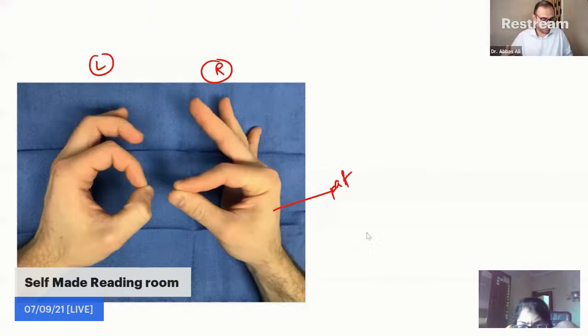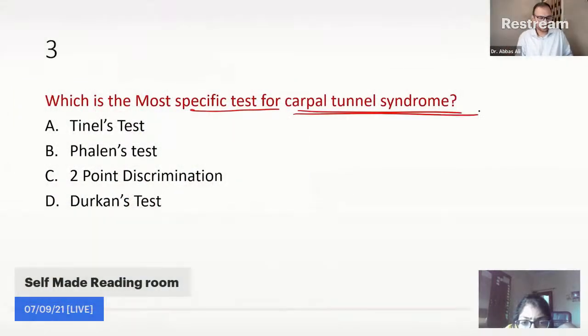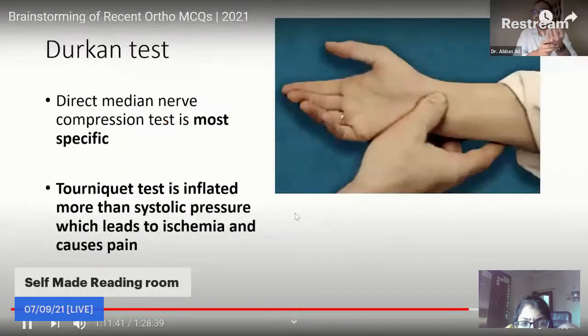We're running, come on, fast. Tell me this one. Which is the most specific test for carpal tunnel syndrome? Answer is Durkan's test. How do you do Durkan's test? That is direct compression over the median nerve. Direct you compress, symptoms will be reproduced. The lady will come and tell you, I sometimes get up in the middle of the night with pain in my hand. Where is the pain located? In this area, the median nerve distribution area. But I have to shake my hand like this, the pain goes away. But now I'm fine.